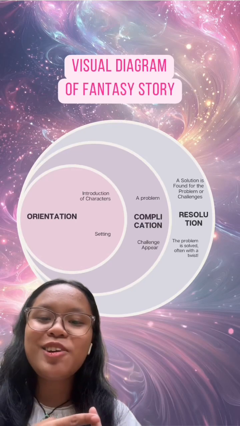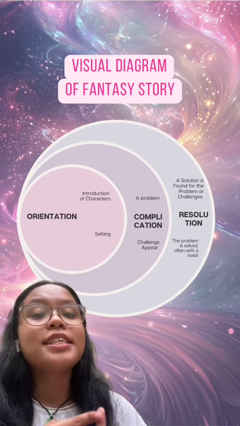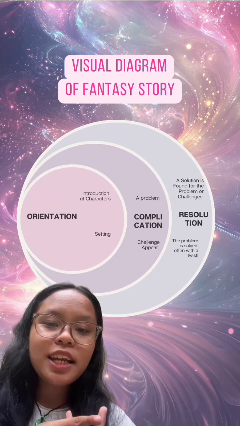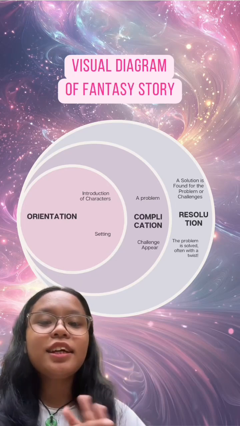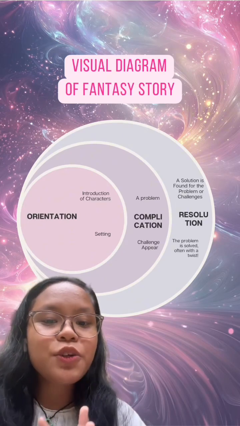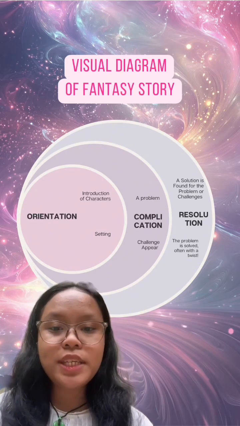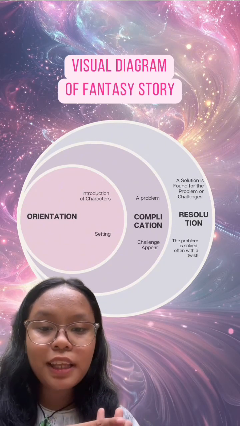The first is orientation. Orientation is the introduction of characters and setting. The second is complication. Complication is when a problem or challenge appears. And the third is resolution. Resolution is when the problem is solved, often with a twist. So there are three parts of the simple structure in a fantasy story.